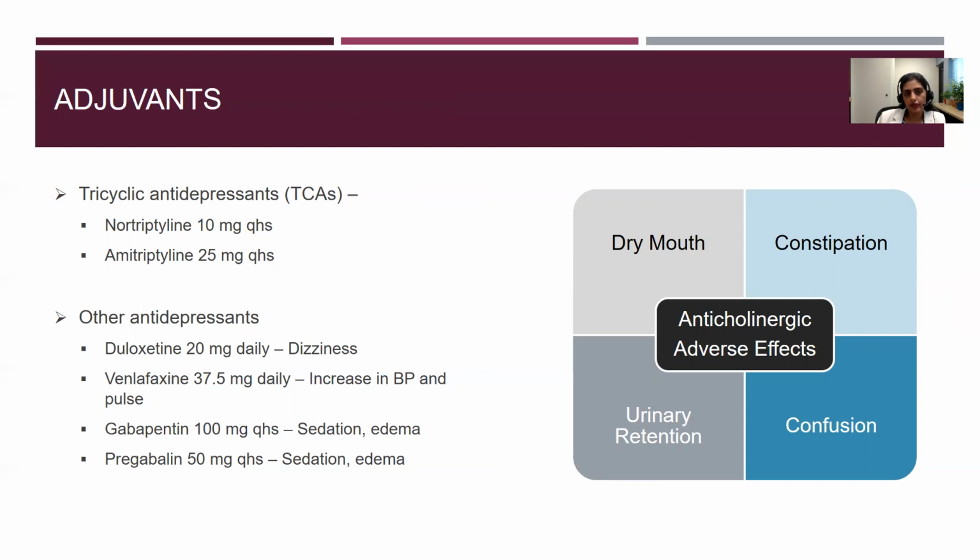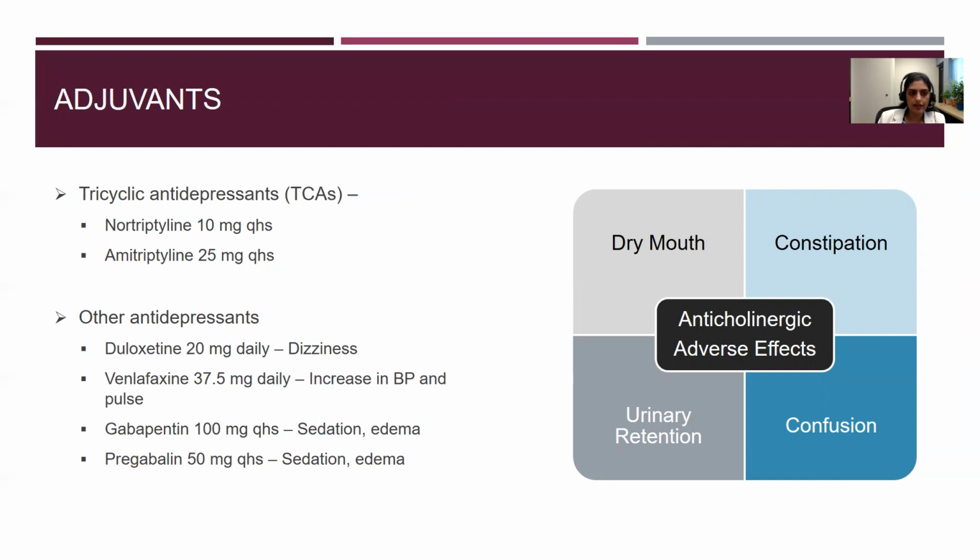If you're trying to avoid TCAs, well, we can use duloxetine or brand name Cymbalta. You can start low at 20 milligrams daily. Big side effect is dizziness, which we would need to monitor. But once you start 20, you can always progress up to 30 milligrams daily or 30 milligrams twice a day if needed. Then we have venlafaxine, brand name Effexor. You could start low at 37.5 milligrams daily and increase accordingly. Biggest side effects include increase in blood pressure and pulse.